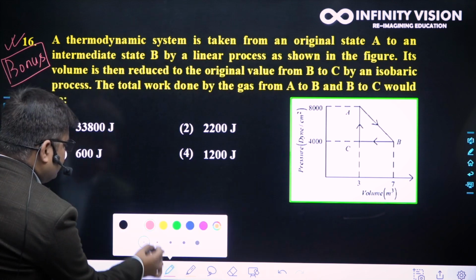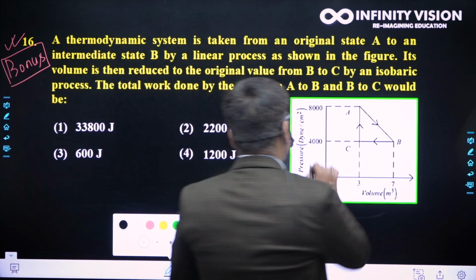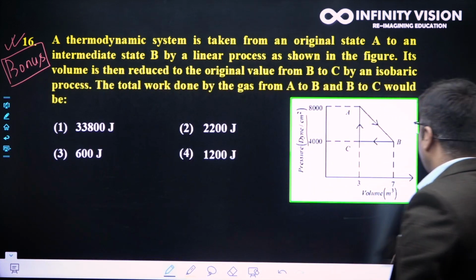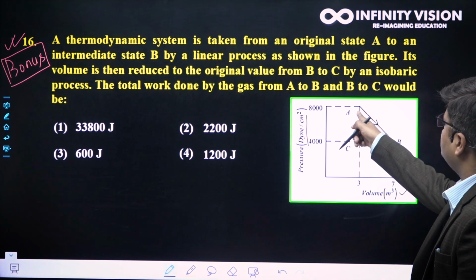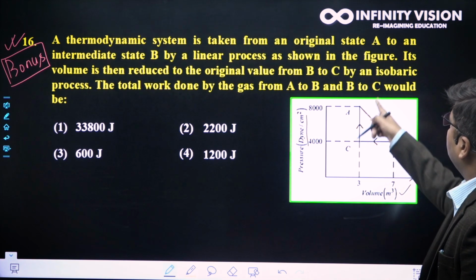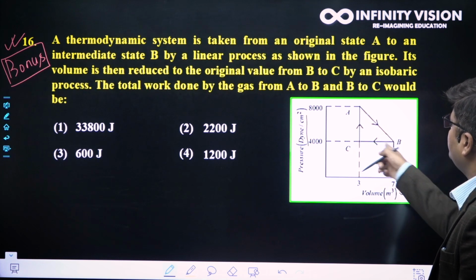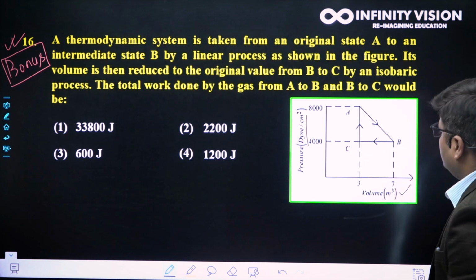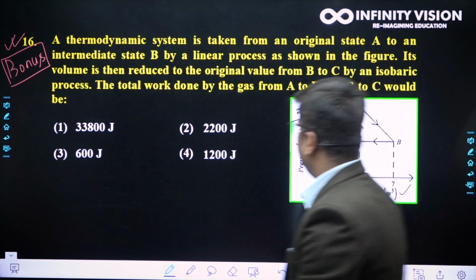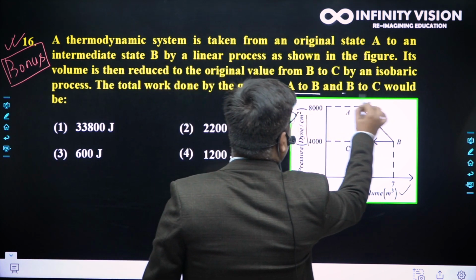Now what they are saying is that this is a thermodynamic process that is depicted on this PV diagram. The pressure is in dyne per centimeter square, the unit has to be kept in mind, and volume is in meter cube. Now this is the process path. In the first case, the gas is expanded from A to B and then from B to C, which is the isobaric process. So A to B is an expansion process and B to C is a compression process. Now they are asking for the total work done from A to B and then B to C.